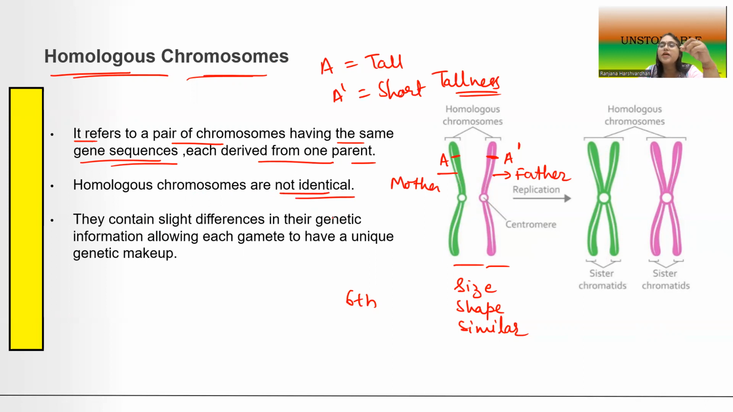There is a difference between the words similar and identical. Identical will be a Xerox copy, so it's not a Xerox copy. You can see that the genes are different here. One has a gene A and the other has a gene A dash. Like one, A, may be representing a very tall height and A dash may be representing an average height. Okay, so that's the meaning here. They contain slight differences in their genetic information, allowing each gamete to have a unique genetic makeup. You will understand this third point more when we do meiosis in detail. That is how it results in variation, how these slight differences give rise to so many variations between us and our parents, between us and our brothers and sisters.